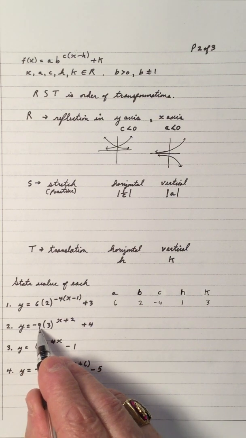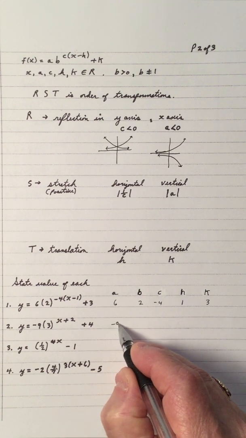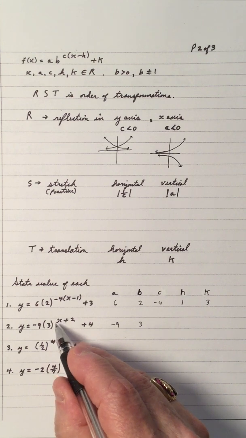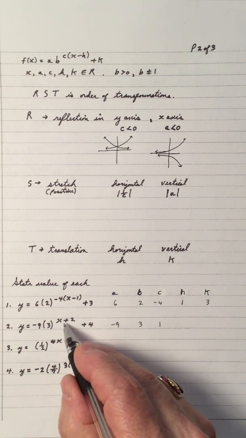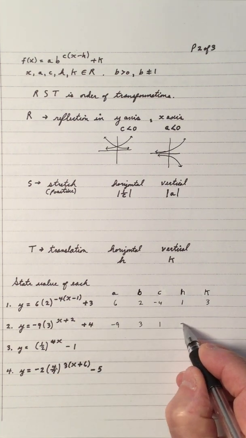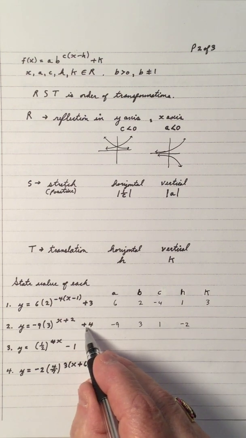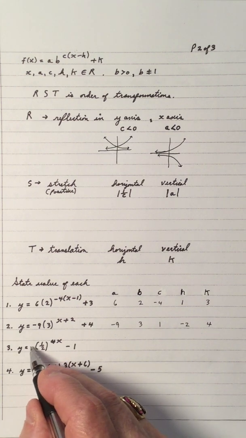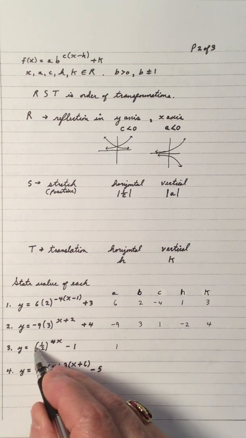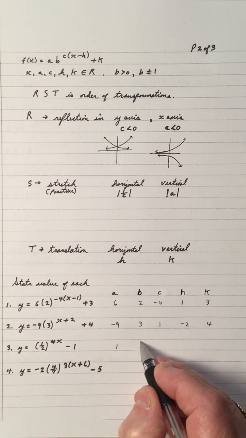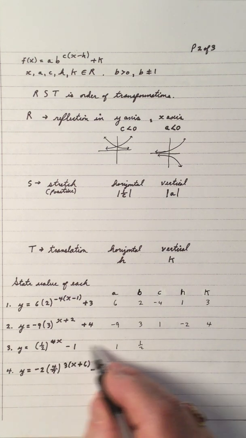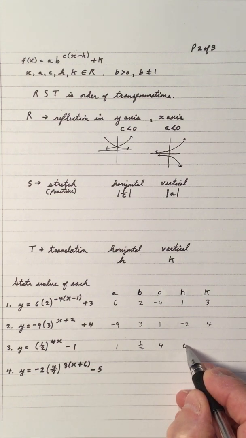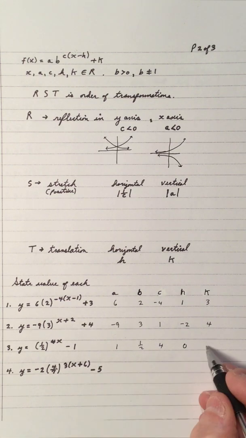And let's look at the next one. a is negative 9, b, the base, is 3. c is 1, there's no bracket, so it's understood to be 1. h is minus 2, and k is 4. And in this one, a is 1, understood. The base is a half. c is 4. Notice there's no bracket, so h is 0, and k is negative 1.